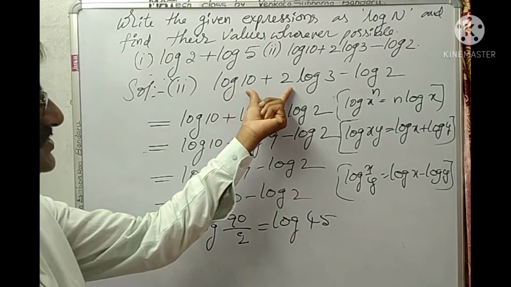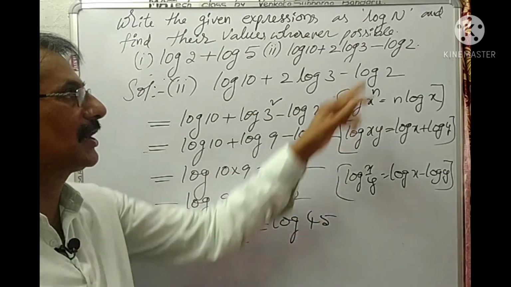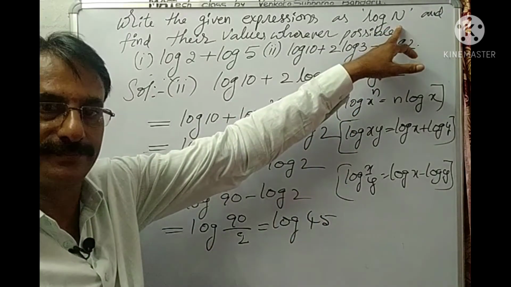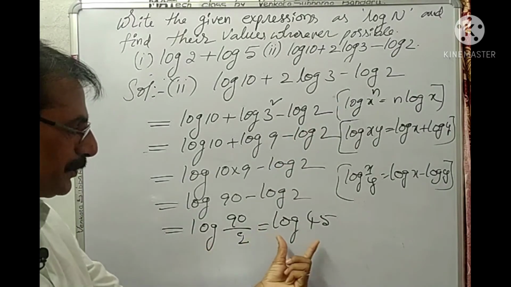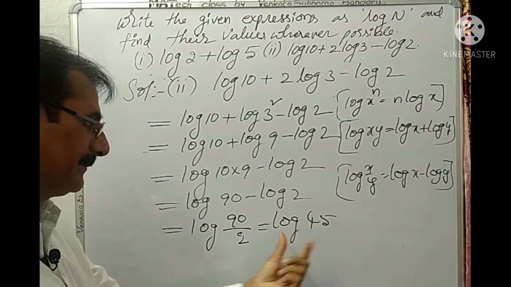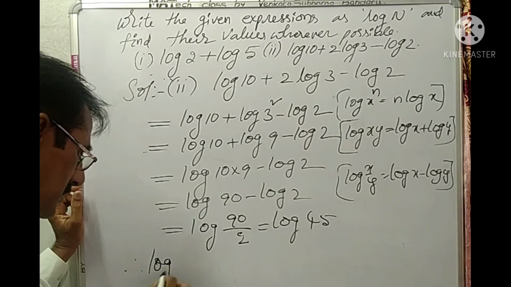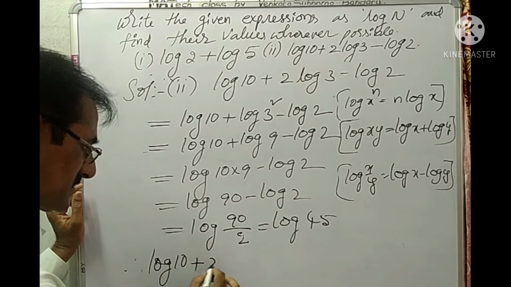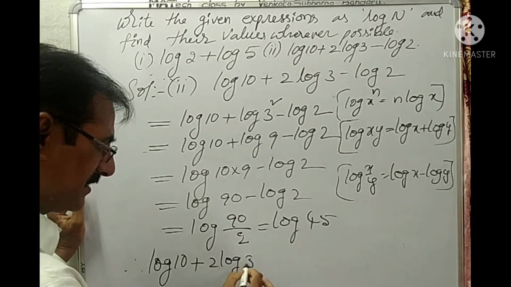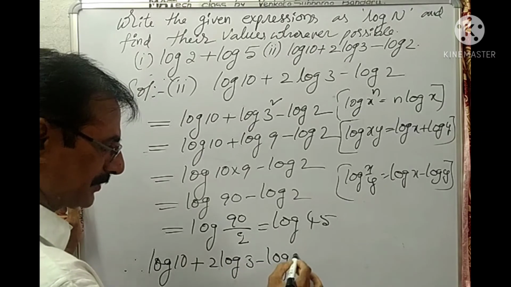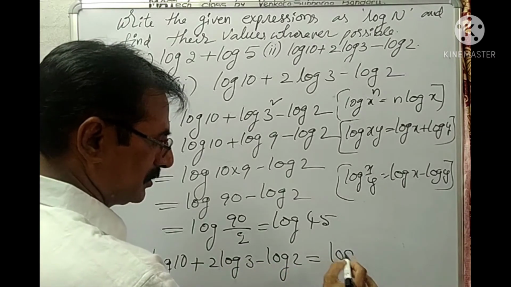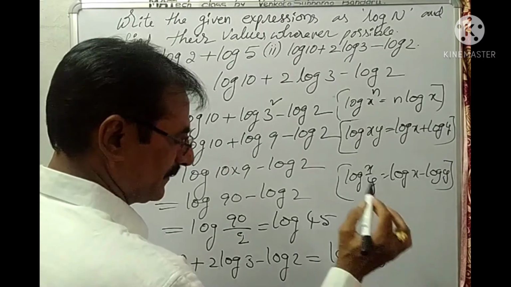So this expression has changed into a single logarithm as log n. It's not possible to find the value of log 45. Finally, we conclude that log 10 plus 2 log 3 minus log 2 equals log 45.